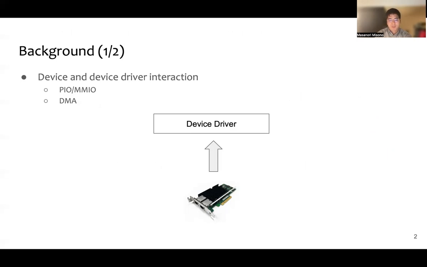Device drivers interact with devices in several ways. PIO, port mapped I/O, and MMIO, memory mapped I/O, are used to access device registers. In addition to PIO and MMIO, DMA, direct memory access, is used to exchange data between a device driver and a device. DMA transfers data directly without involving a CPU. Therefore, it enables high-speed data transfer without increasing the load of the CPU.